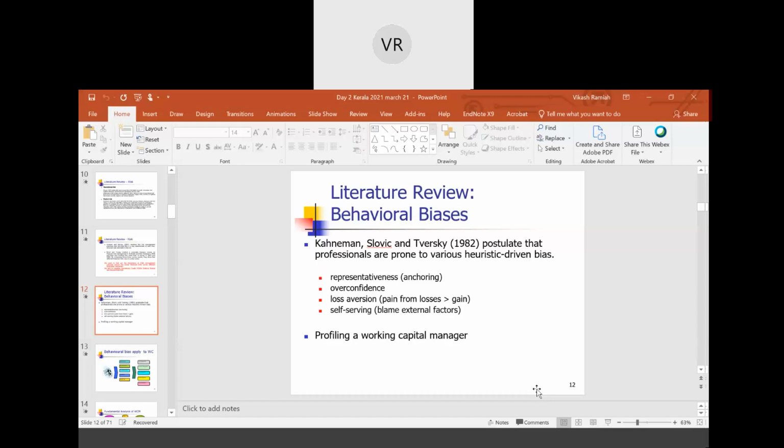My next question is, profile a working capital manager. What do they look like? Okay, so if you have never been exposed to one, you probably would not know. Me, living and working with them and seeing them on a regular basis, I know what they look like. So this job is mostly male dominated. 80 to 90% of them will be male. So I can see like a male walking in front of me.